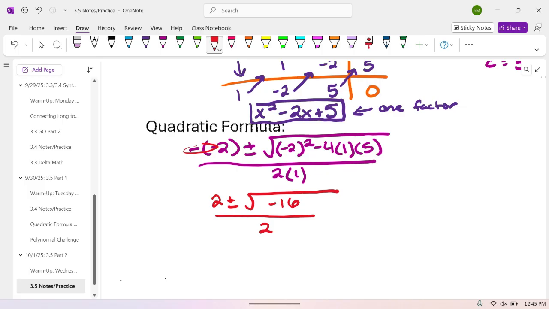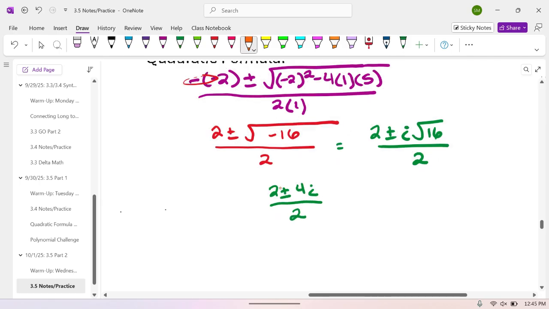Now, since we got a negative under that radical, Frederick, what do we have to do with it? So we got a negative under the radical. It's mad at us. It wants to get some aggression out, so it does what? Takes the i out. Good. This would be 2 plus or minus i square root 16 all over 2. And what's the square root of 16, Ryan? Good. So this will be 2 plus or minus 4i all over 2.